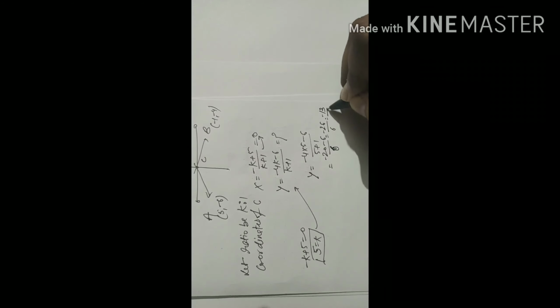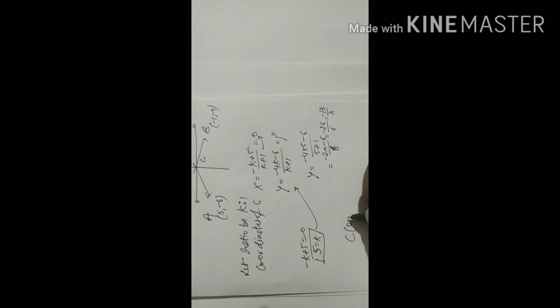If we use this value here, we get the y coordinate: (-4 into 5 - 6) divided by (5 + 1). If we simplify, (-20 - 6) by 6 becomes -26 by 6, cancelling by 2, we get this. So the coordinate of point C is (0, ...). The x coordinate 0 is already given because it lies on the y-axis. The y coordinate is given by this.